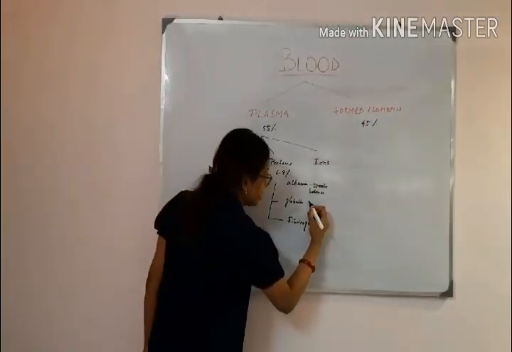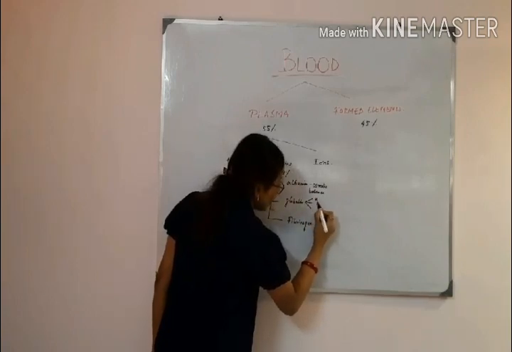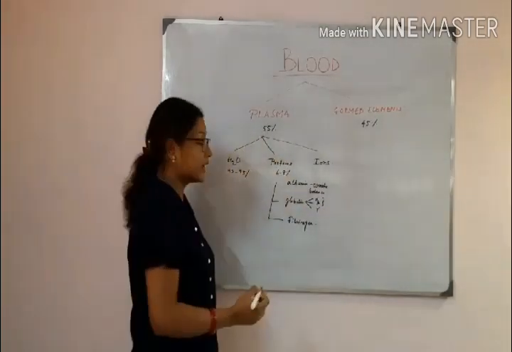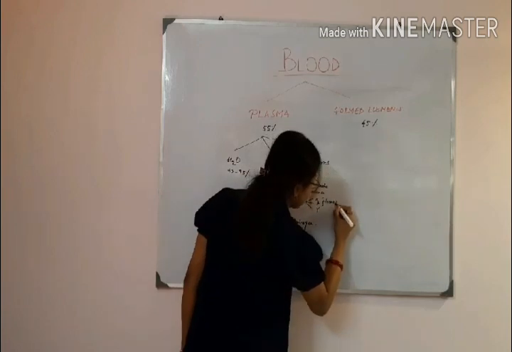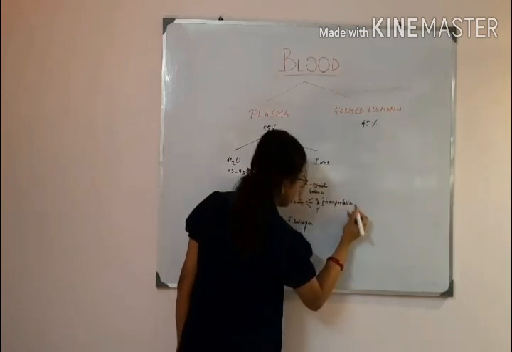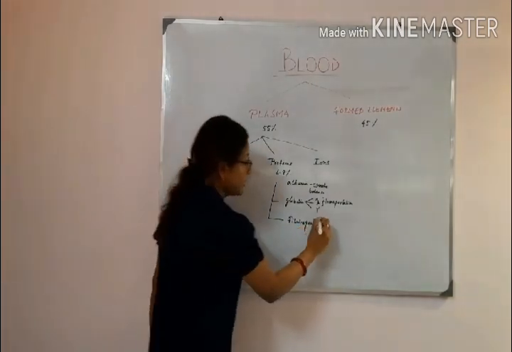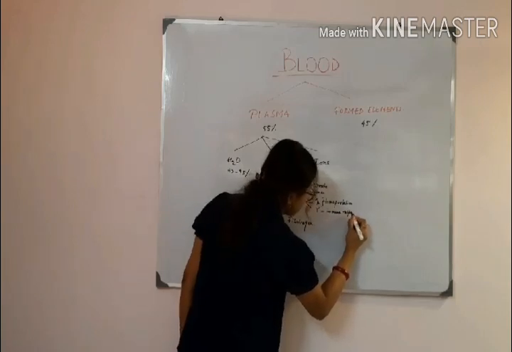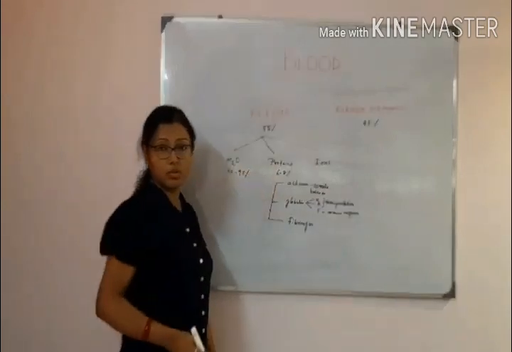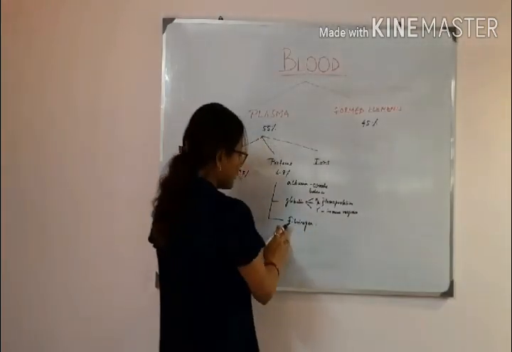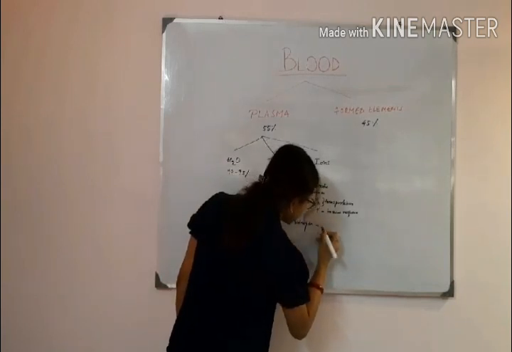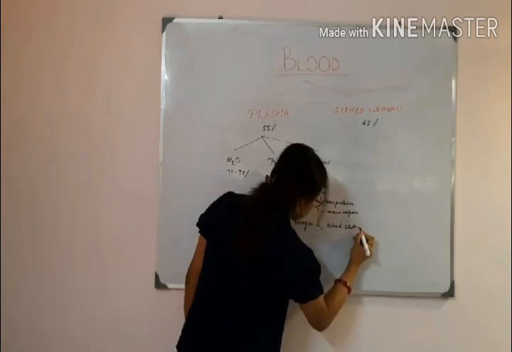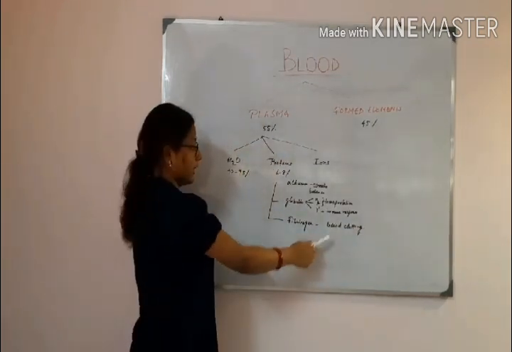Okay, globulin. Three types of globulin we have: alpha, beta, and gamma. Alpha and beta globulin helps in transportation. Okay, and gamma globulin, this helps in immune response. Why? Because gamma globulin, we know, forms antibodies. Now this fibrinogen. Fibrinogen helps in blood clotting. It helps in blood clotting.